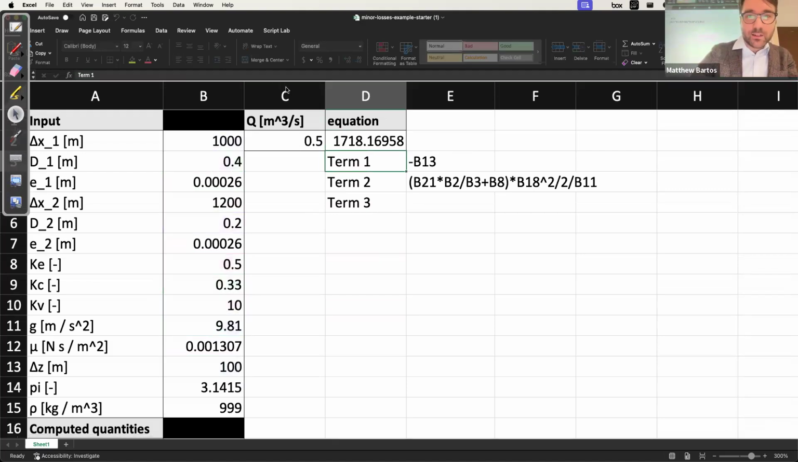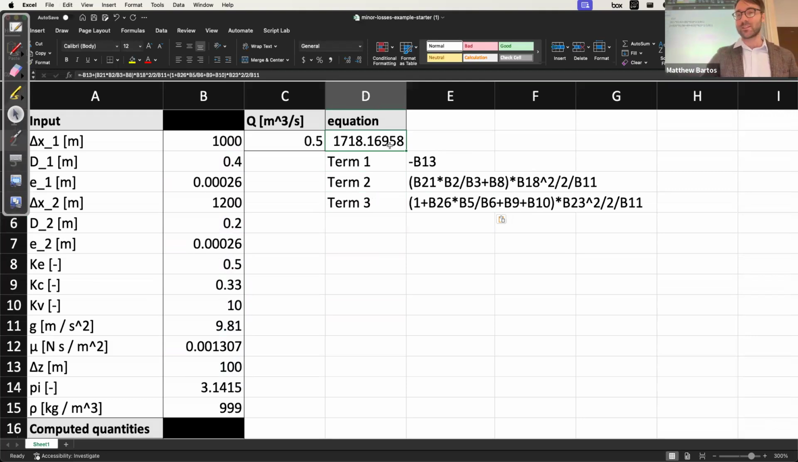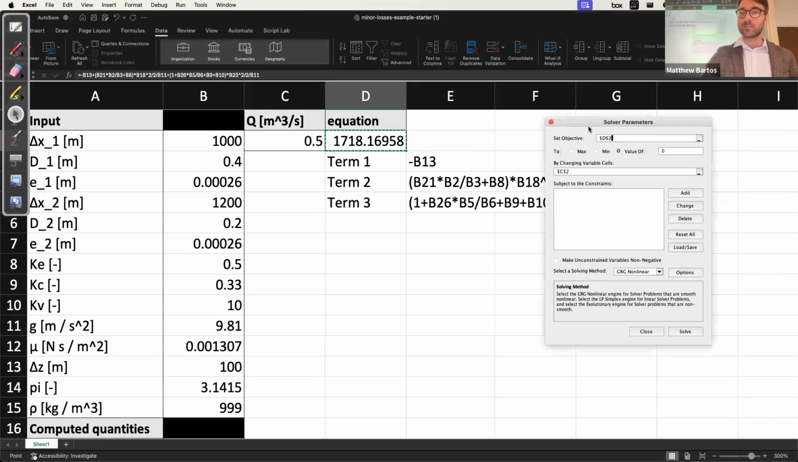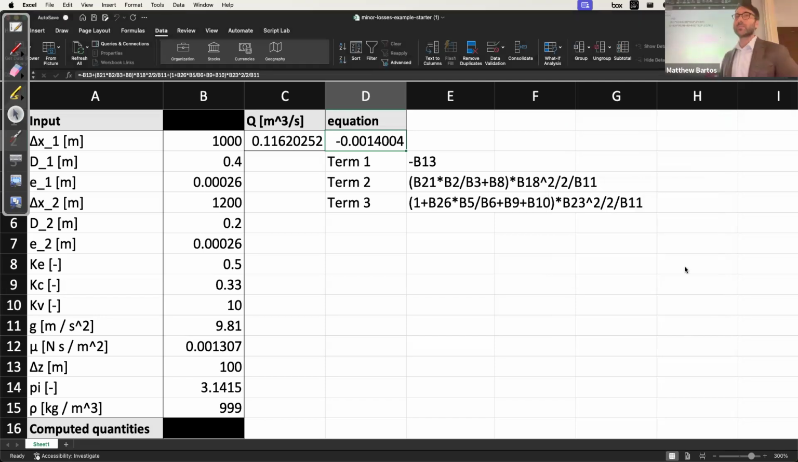I'm running out of time here. Let me go ahead and see if we specified our problem correctly. I'll return to this at the beginning of class next time, but let's just check here and see if we got our problem set up correctly. So I'm going to go to Data, Solver. We're going to set our objective to cell D2. We're going to set it to a value of 0 by changing cell C2. Let's go ahead and run. I happen to know that this is the correct answer. So our discharge turns out to be 0.116-ish. I'll return to this at the beginning of class on Tuesday.